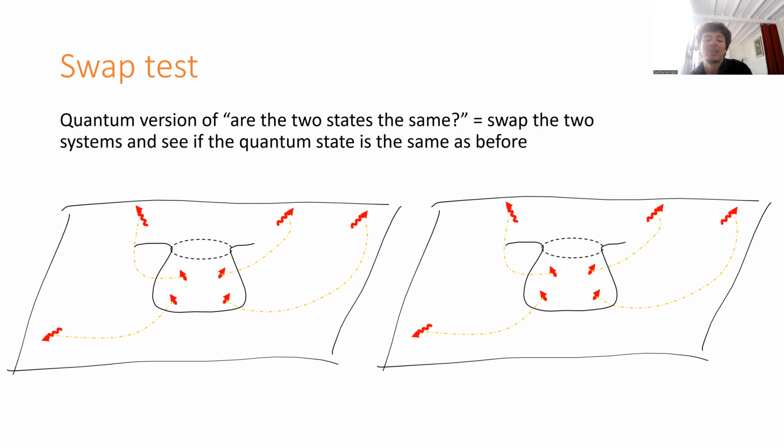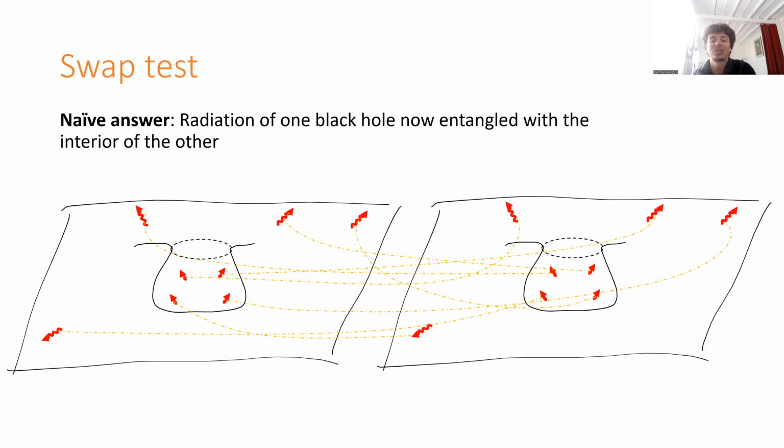So let's do this with our black holes. We're going to take all this radiation. We want to see if the radiation is actually in the same state on the left and the right. We're going to take all the stuff on the left and swap it over with the stuff on the right. Okay, so this looks like a complete mess. But now these quanta that are inside the left black hole are now entangled with things over on the right black hole, and ones on the right are now entangled with things on the left.